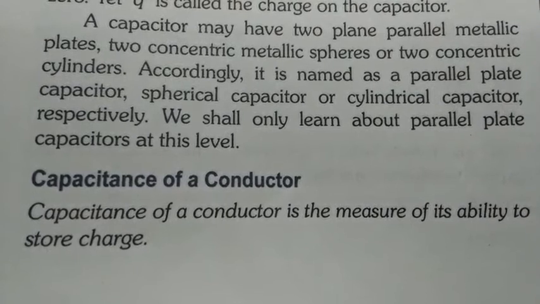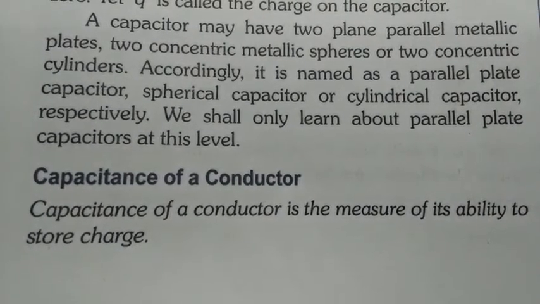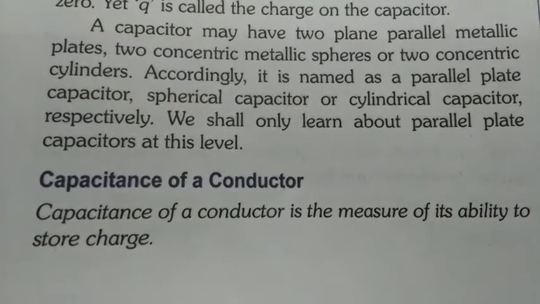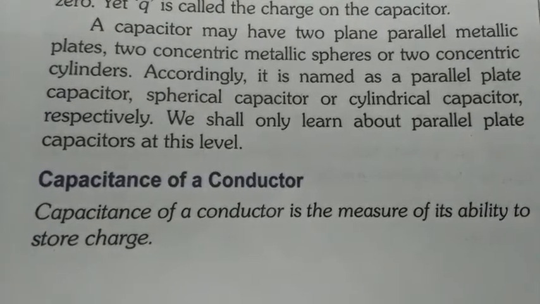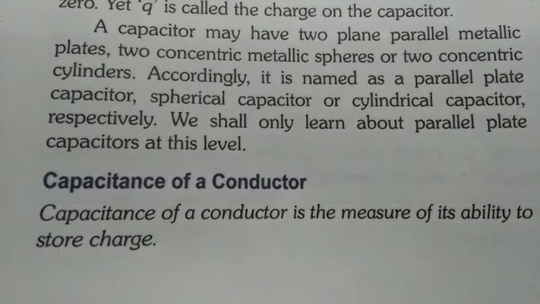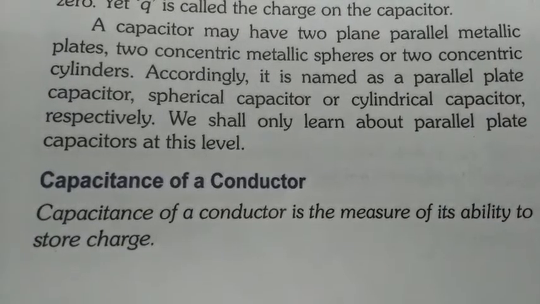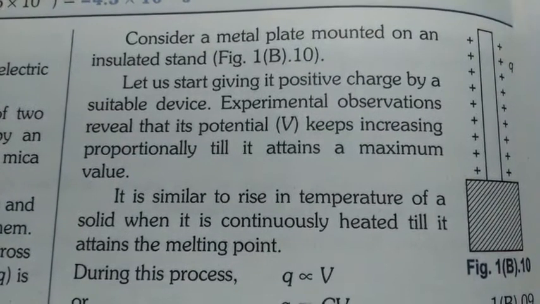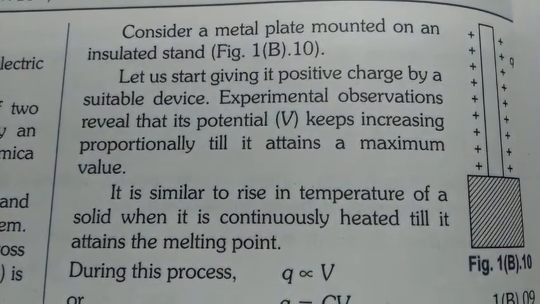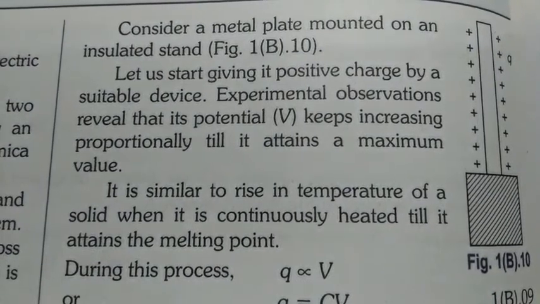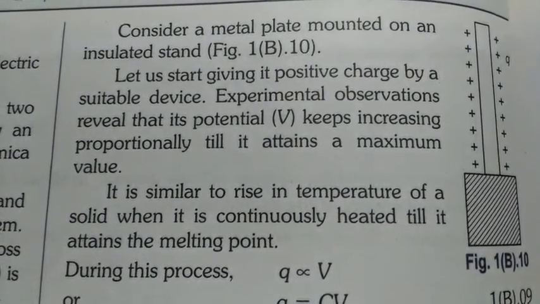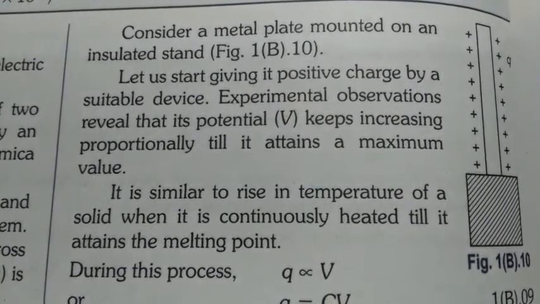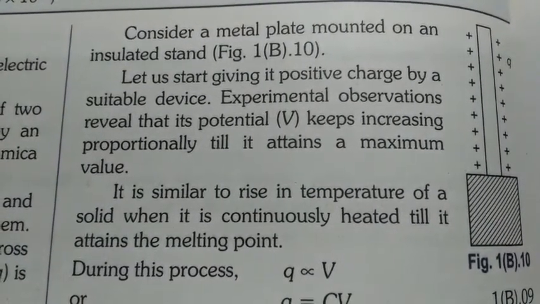Capacitance of a conductor is the measure of its ability to store charge. If any conductor can store more charge, it has high capacitance. If it stores less charge, it has less capacitance. In next topics, we will study capacitors, and there we have to find out the capacitance of a capacitor. So let's first derive the formula of capacitance for a capacitor.